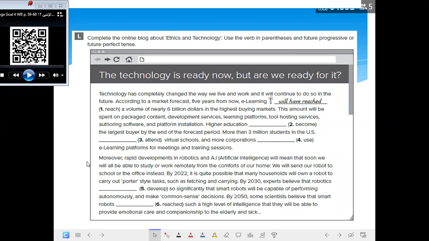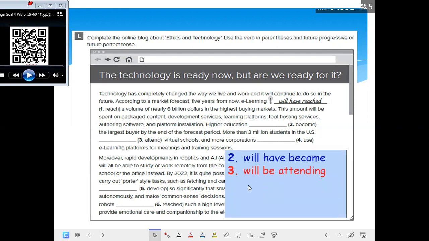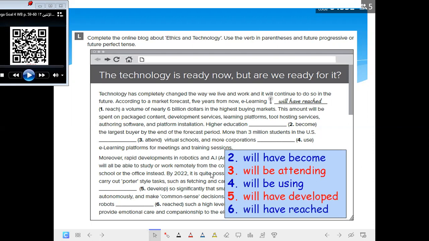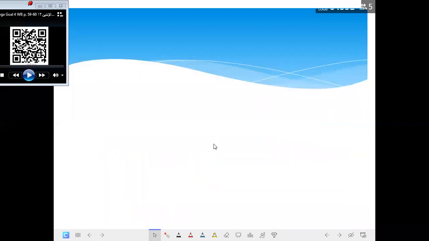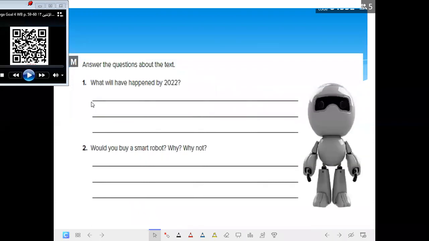Okay, thanks Anas, thanks a lot. Well done, Anas. Now my dear students, let's go to another part on the same page. There is another section at the bottom of the page, right under the text. As we can see, it gives me some questions and says answer the questions about the text. There are two questions we will answer from the text. At first, what will have happened by 2022? Who can give me the answer for number one?